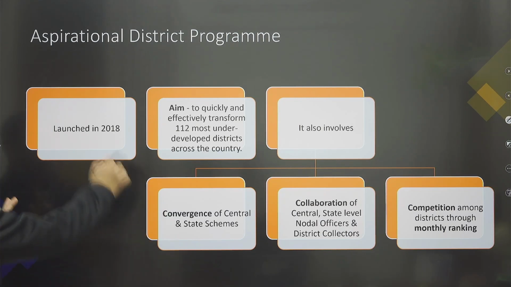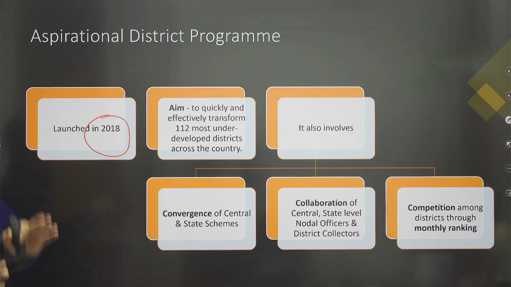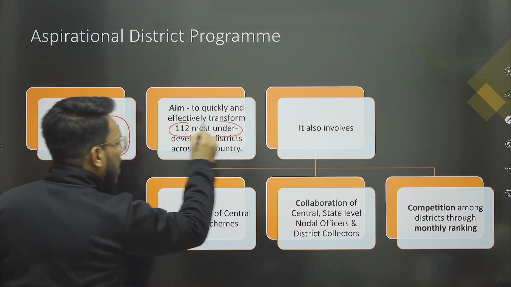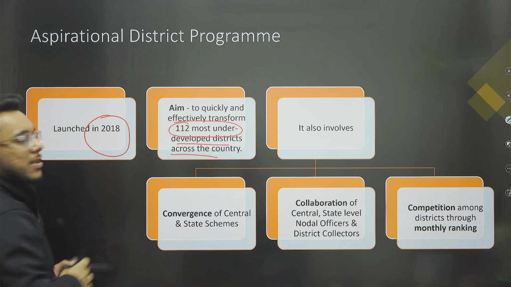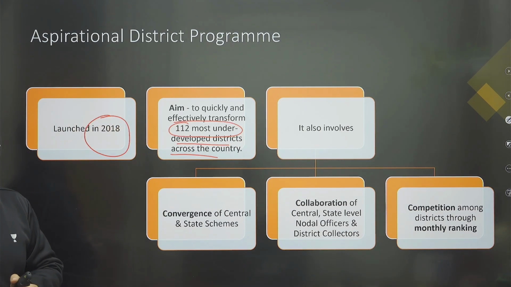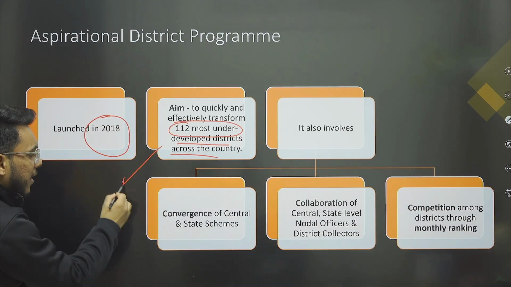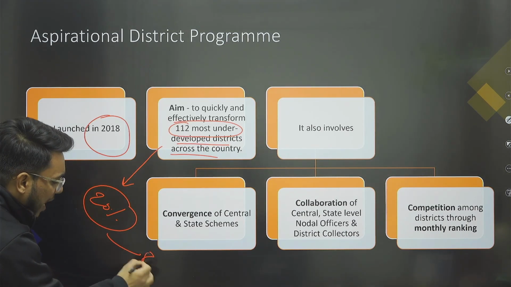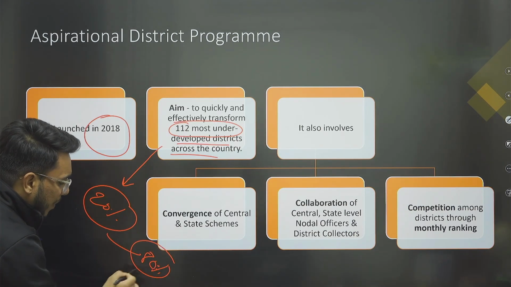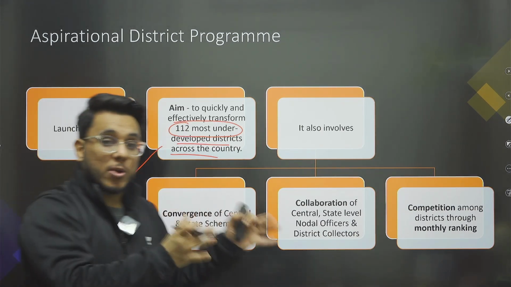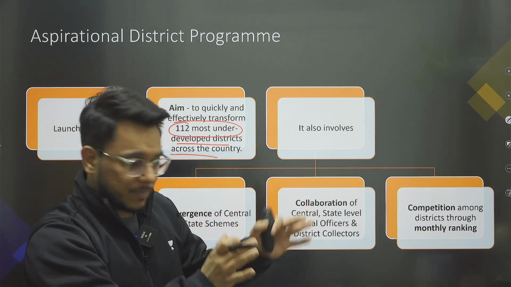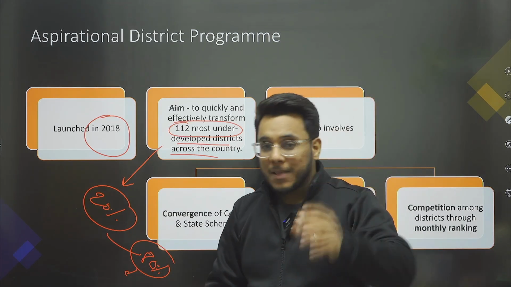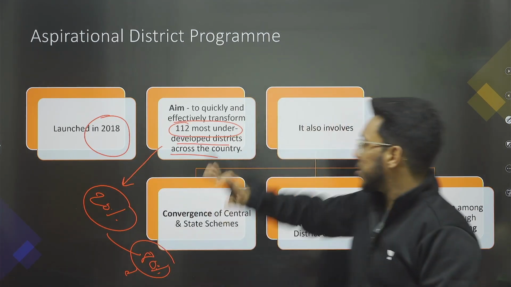This programme was launched in 2018 and the aim of this particular programme was to transform the 112 most underdeveloped districts across the country. If we take the total number of districts that we have in our country, these 112 districts are about 20% of districts, and these 20% of districts are responsible for 80% of the burden in socio-economic indicators. 80% of hunger, 80% of malnutrition, they are in these districts. So special attention will be given.